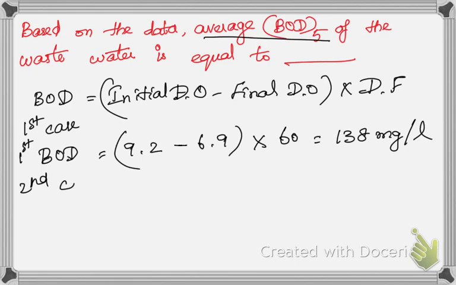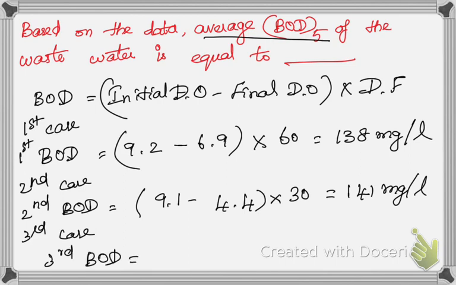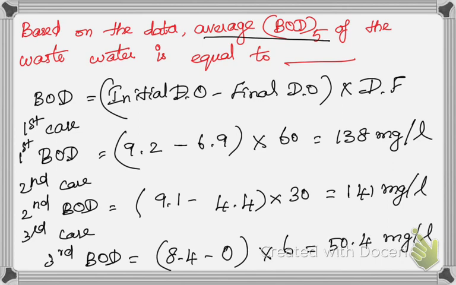For the second case, that is my second BOD, I have the initial DO as 9.1, the final DO as 4.4, and the dilution factor as 30, which is equal to 141 milligram per liter. For the third case, the initial DO is 8.4, the final DO is 0, and the dilution factor is 6, which is equal to 50.4 milligram per liter. So I have got my BODs.